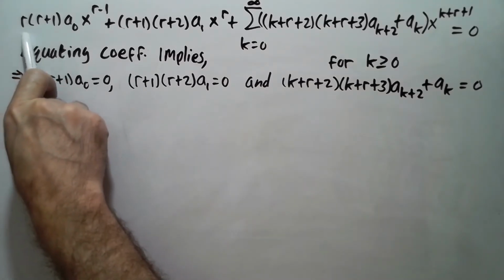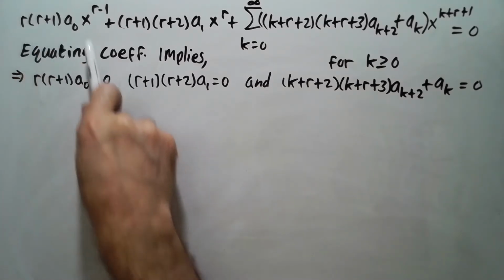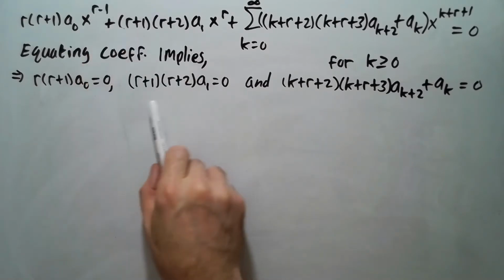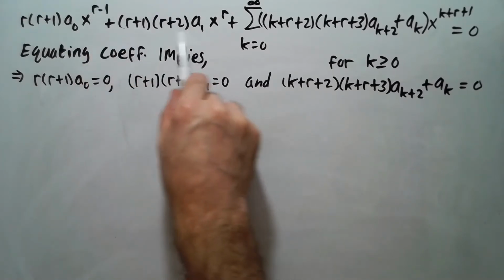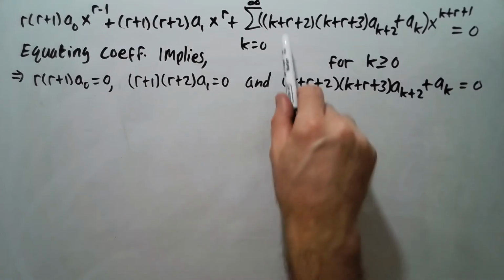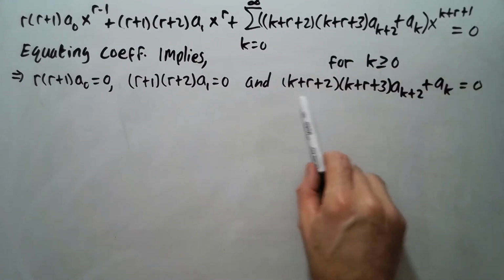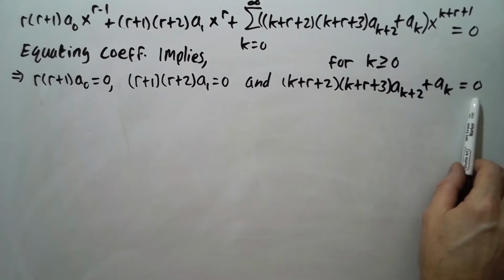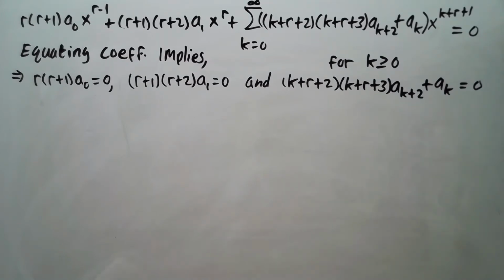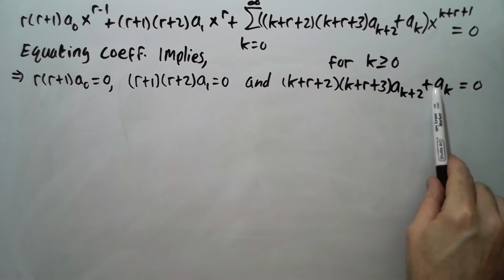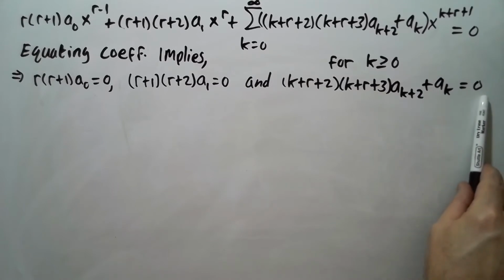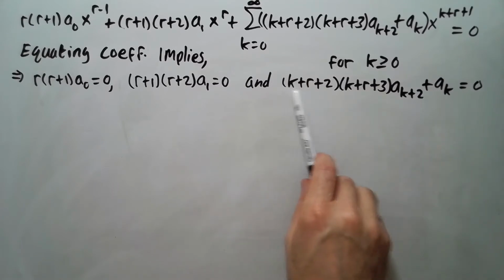The first one needs to equal 0, the coefficient in front of the x to the r minus 1. And this one is from the coefficient in front here, which is equal to 0. And this is the coefficient in front of the x to the k plus r plus 1, which needs to equal 0. Okay, let's move the ak over here and then divide by this.